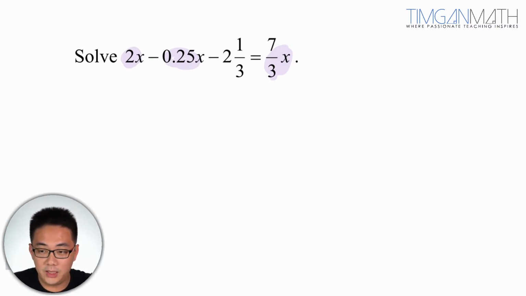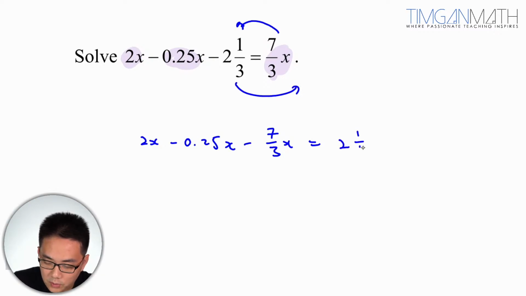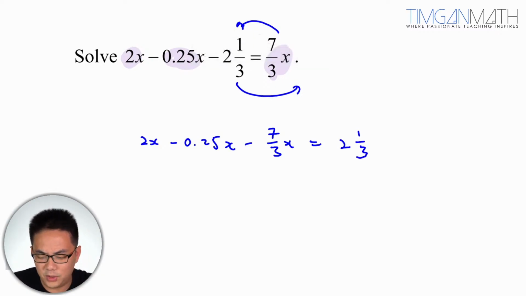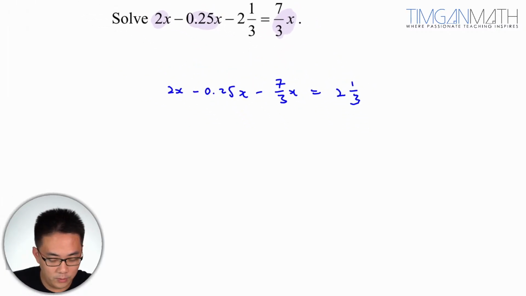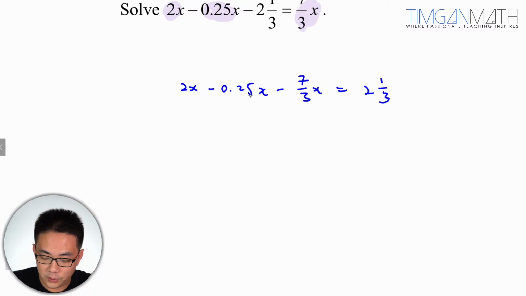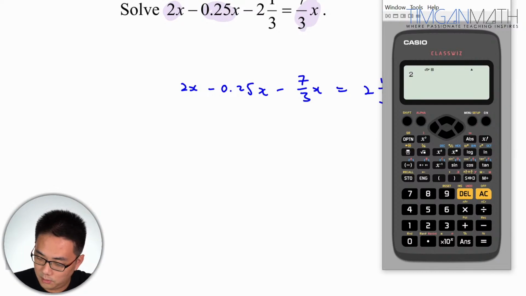That would be easier. So what I'm going to do is move it over. So it's 2x minus 0.25x. This bring over will be negative 7 over 3x, right? And this minus 2 bring over will be 2/3x. Once you do that, it's pretty okay. If you have problems with this part, please let me know. So 2 minus 0.25 minus 7 over 3, that will be x. Just key into the calculator.